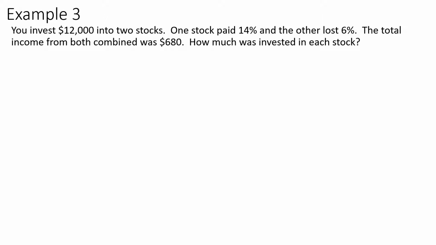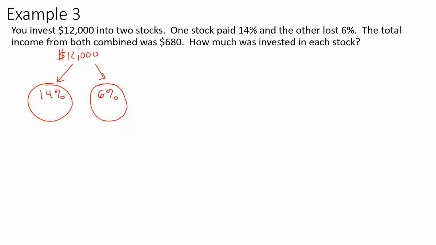Example 3. You invest $12,000 into two stocks. One stock paid 14% and the other lost 6%. The total income from both combined was $680. How much was invested in each stock? All right, so we invest $12,000 into two stocks. One stock paid 14% and the other lost 6%.